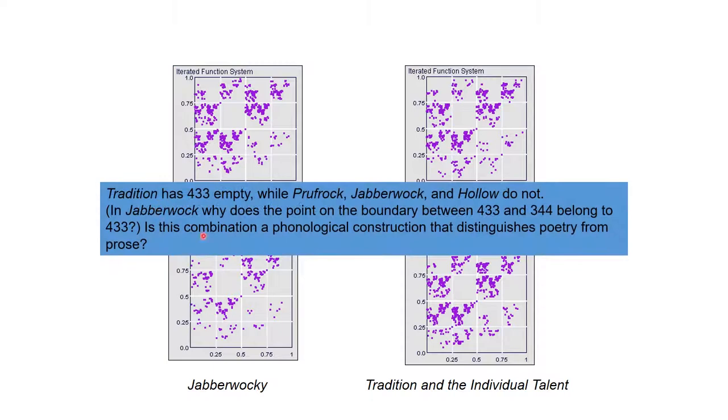Another thing which we notice, the Tradition has 433 empty, this one is empty, while Prufrock, Jabberwocky and Hollow do not have this empty. They do have some points there. So in Jabberwocky, why does the point on the boundary between 433 and 344 belong to 433? That means maybe that distinguishes poetry from prose. So maybe that is the way to distinguish on the basis of fractal analysis.